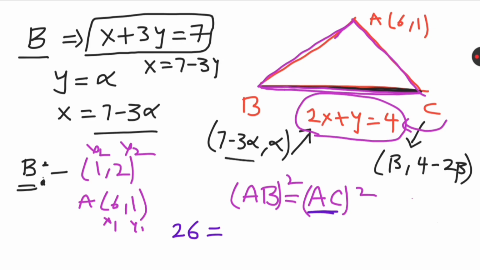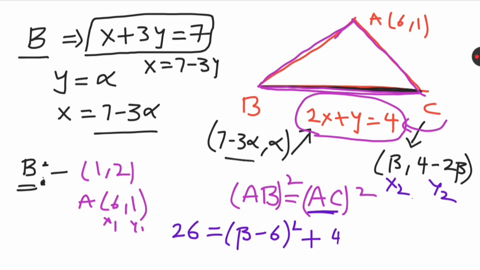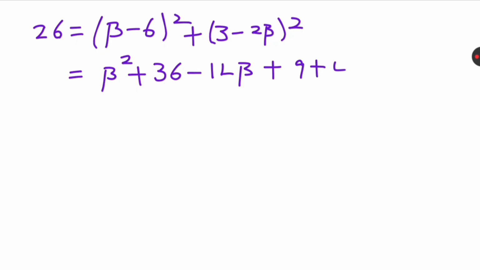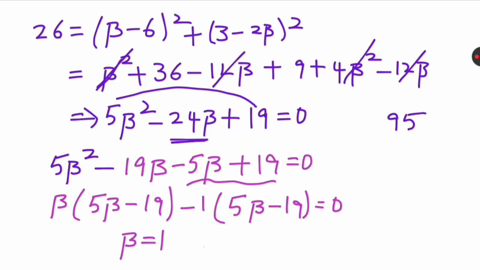AC is, now we have to consider A as x1 y1 and C as x2 y2 and use the distance formula. So x2 minus x1 whole square, that is beta minus 6 whole square, plus y2 minus y1, that is 4 minus 2 beta minus 1 whole square. 4 minus 1 is only 3, so 3 minus 2 beta whole square. Now it is in the form of a minus b whole square, so expand it. Beta square plus 36 minus 12 beta, and here also 9 plus 4 beta square minus 12 beta. Here we can find beta as 1 and 19 over 5. So we are getting 2 beta values.